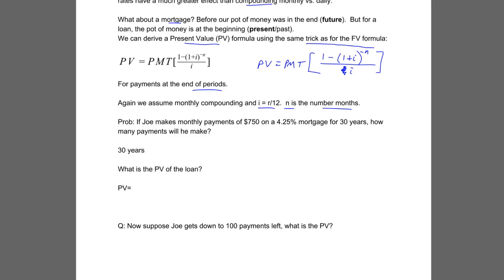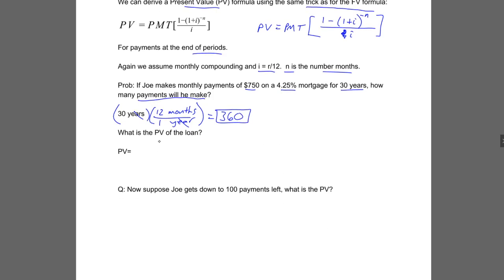It's an annuity problem. If Joe makes monthly payments of $750 on a 4.25% mortgage for 30 years, how many payments will he make? We just want to know how many payments for 30 years. He makes a payment every month. So 30 years times 12 months per year. Remember this from old high school chemistry? The years cancel, and it's just 30 times 12, which is 360. He makes 360 payments. Don't list them out 1 through 360. You'll be tired. You won't want to borrow on a house.